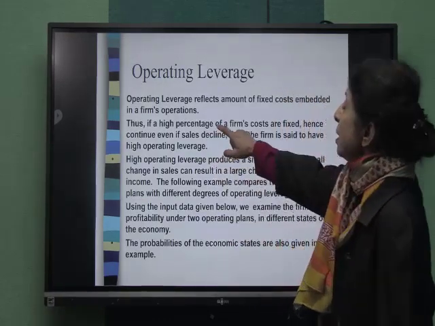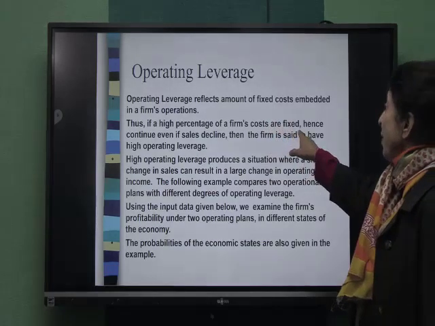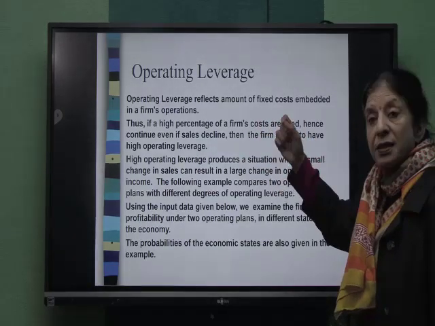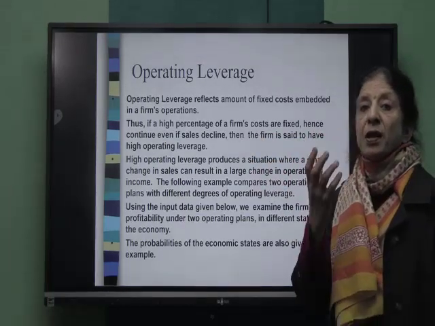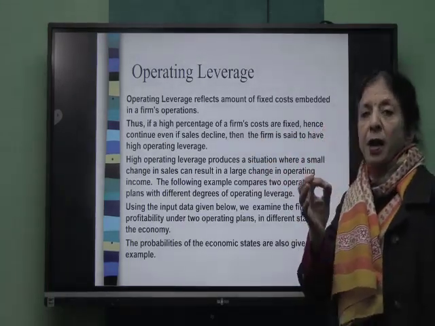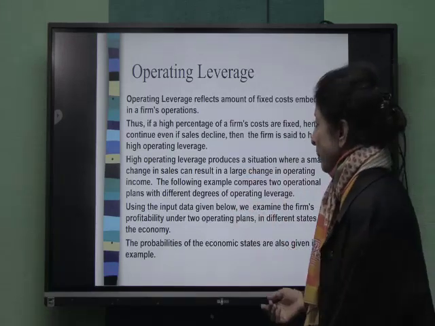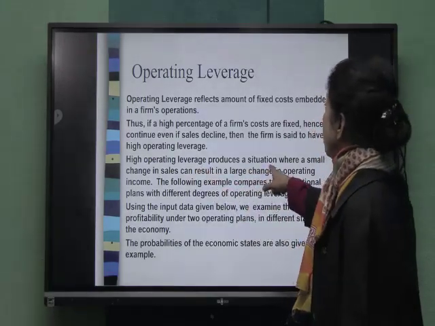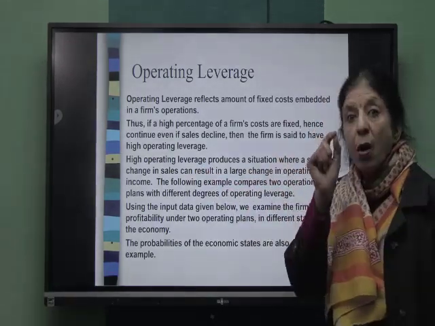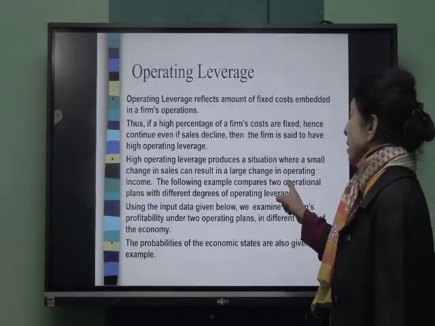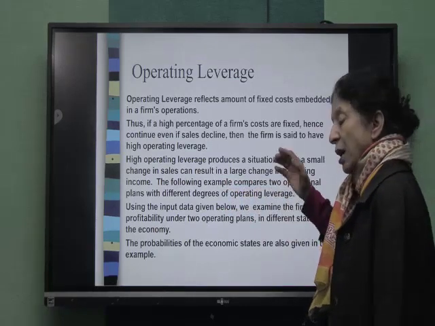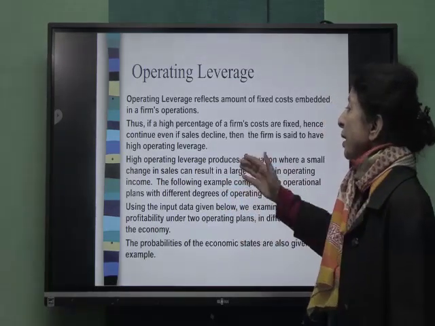Here, if a high percentage of the firm's costs are fixed, and then the sales decline, the firm is said to have a high operating leverage. And if I'm calculating high, that means a high level of risk will be there. High operating leverage produces a situation where a small change in the sales will lead you to losses. And therefore, I'll give you an example where I can prove this point.